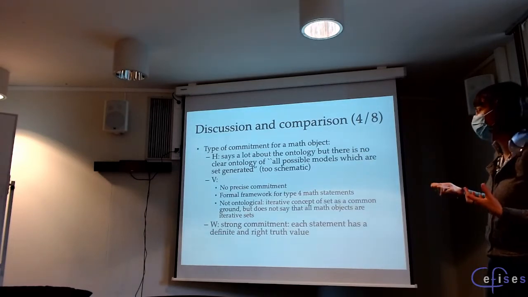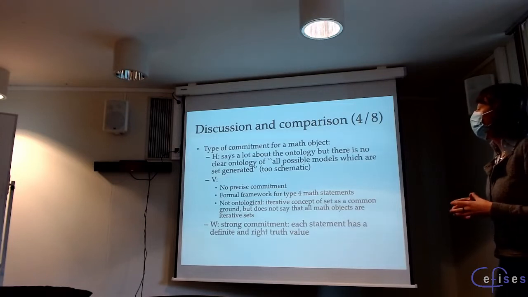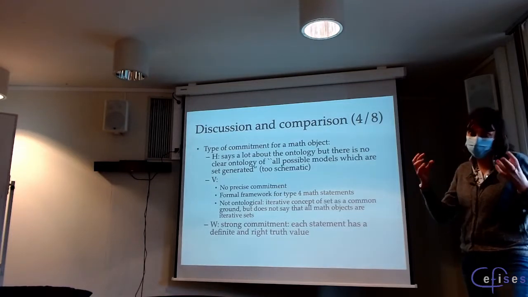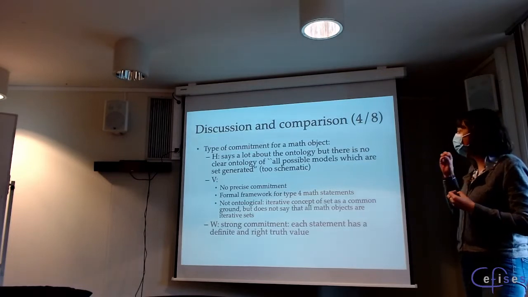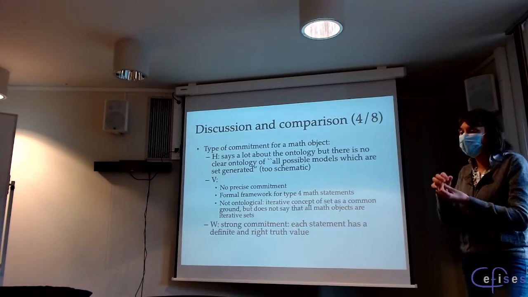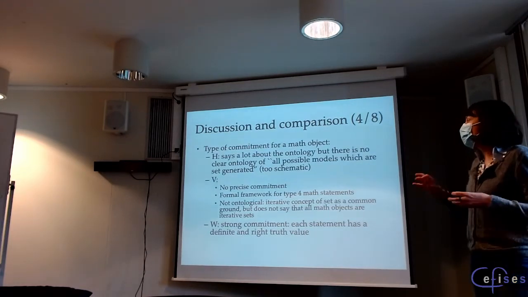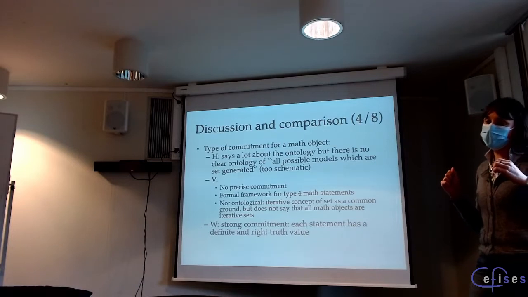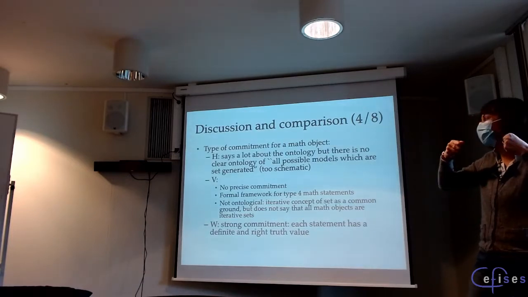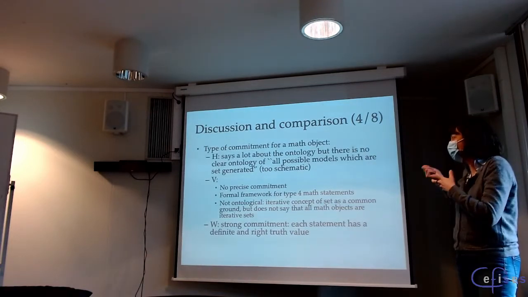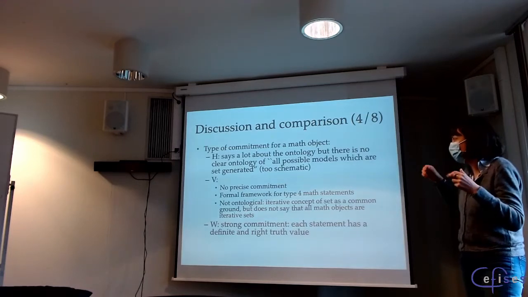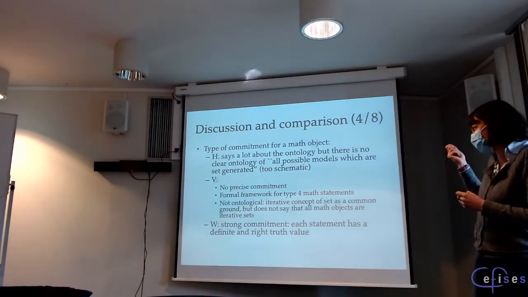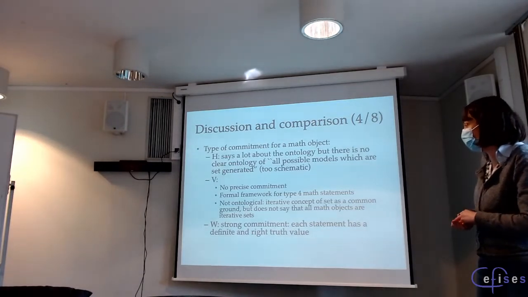What's the type of commitment with respect to a mathematical object? Hamkins says a lot about the ontology. He talks a lot about the set concepts, but there is not a clear ontology, a clear element that is really at the basis. Because that's really all possible models that are set-generated, which is something really very schematic, and you cannot really compare from a formal point of view with a loose definition of the mathematical objects of set that are at the basis of the multiverse.